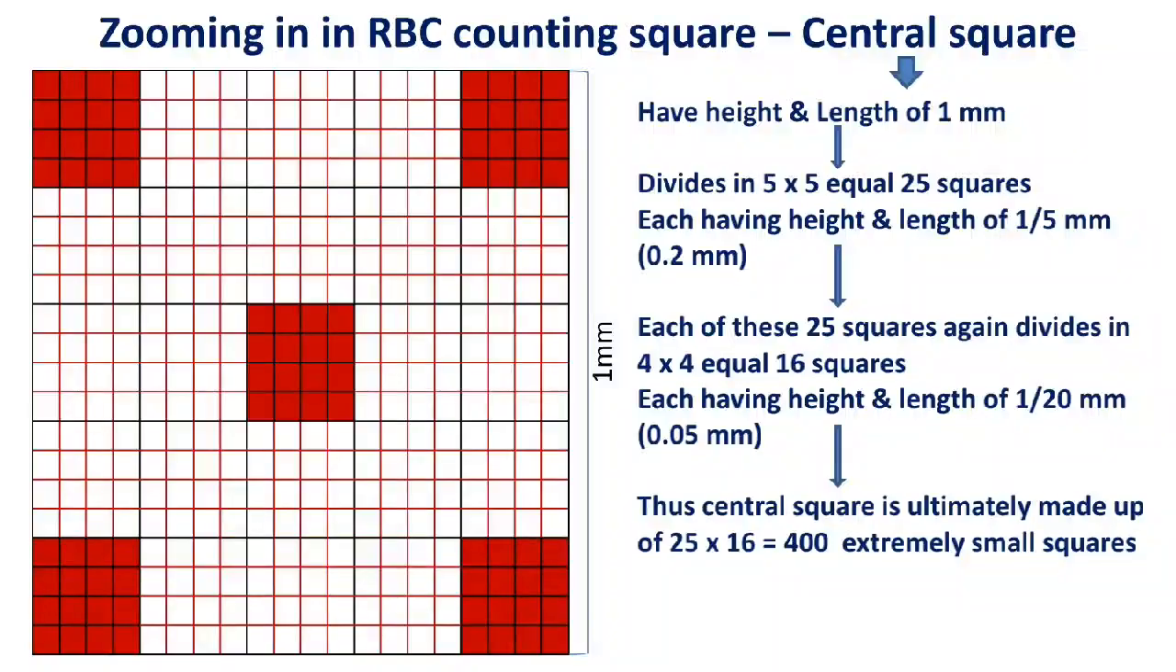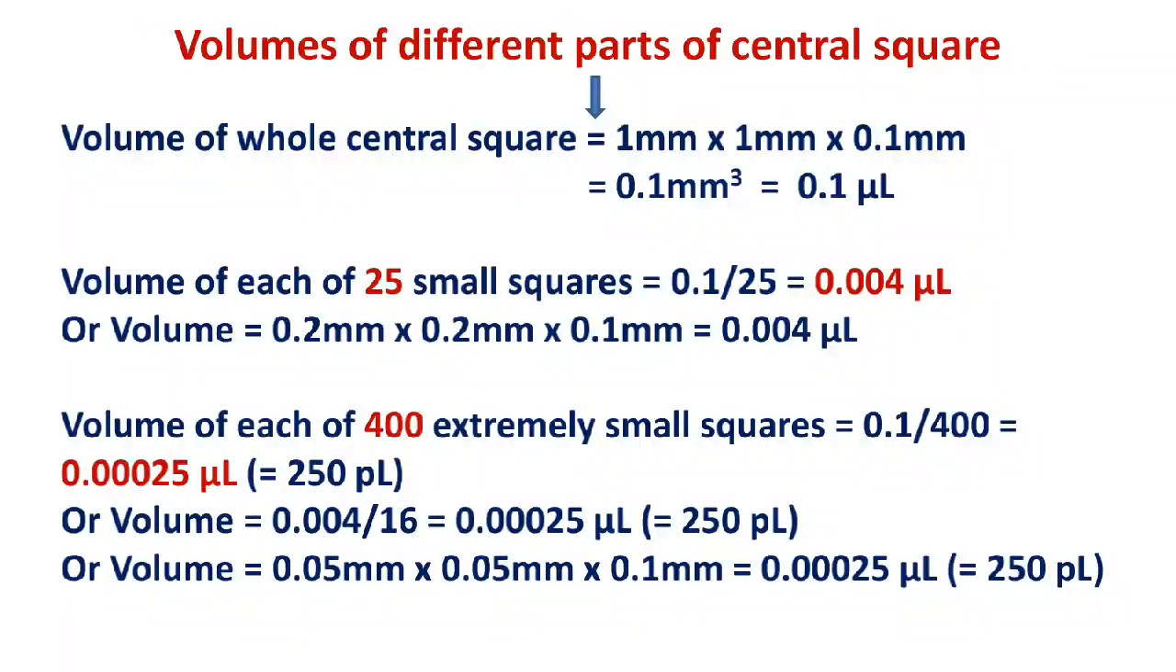At the other end, the central RBC counting chamber also has 25 equal squares. The volume of such a single square will be 0.1/25 cubic millimeter, or 0.004 microliter. If we zoom in further, each of these squares is divided into 16 equal squares. So the volume of such a little square will be 0.004/16 microliter, or 0.00025 microliter. That's a really very small volume.